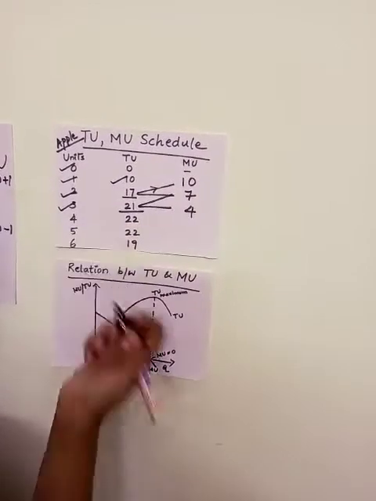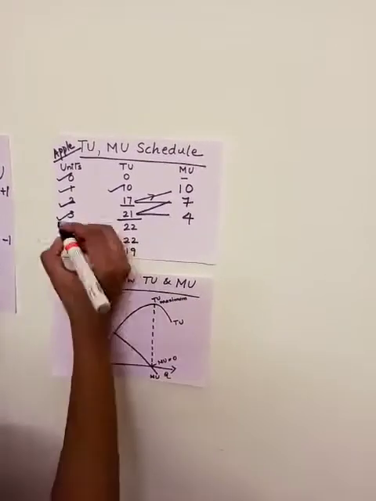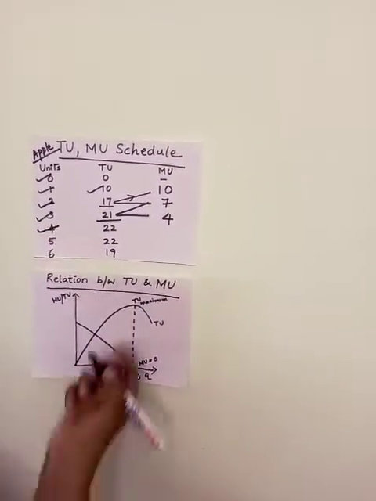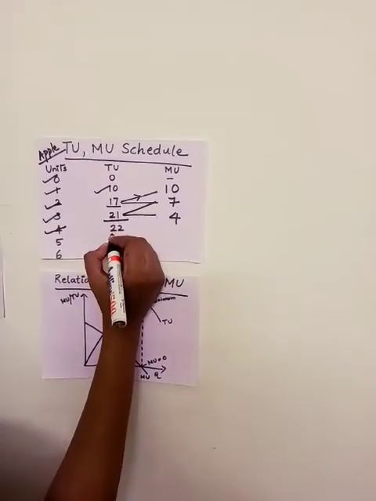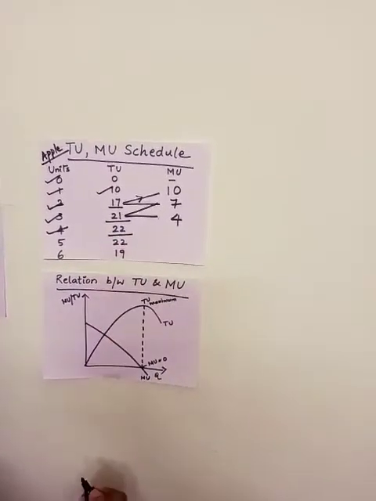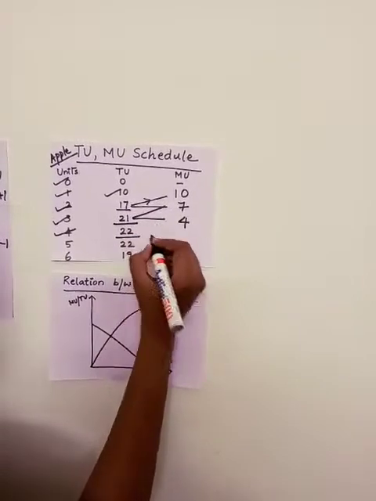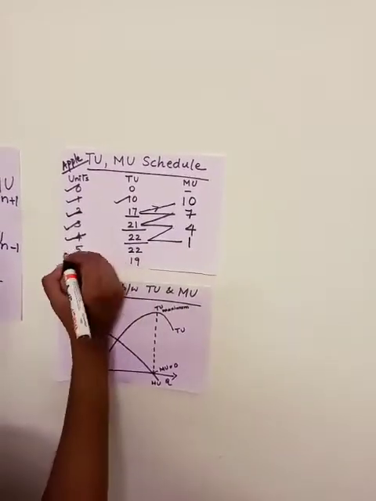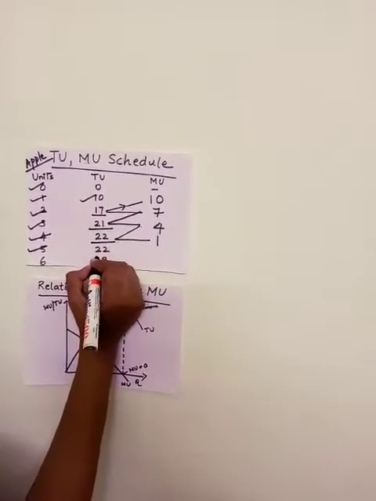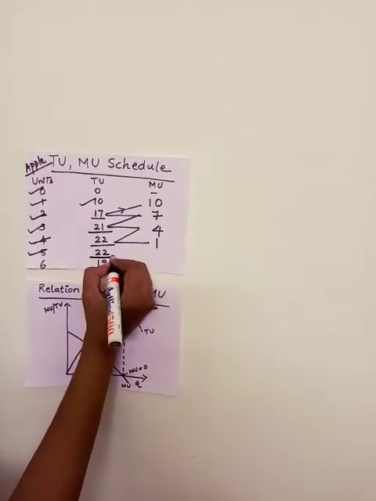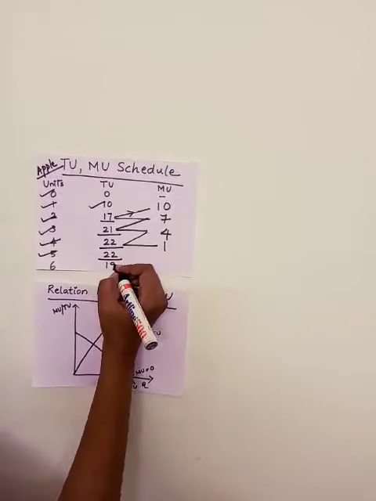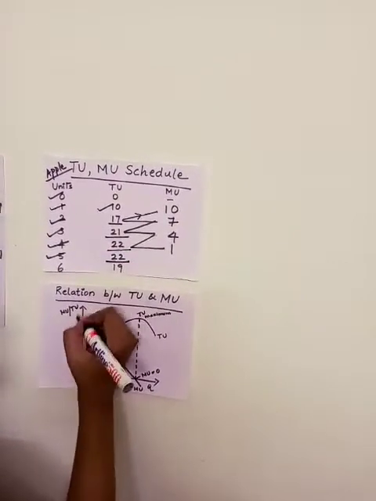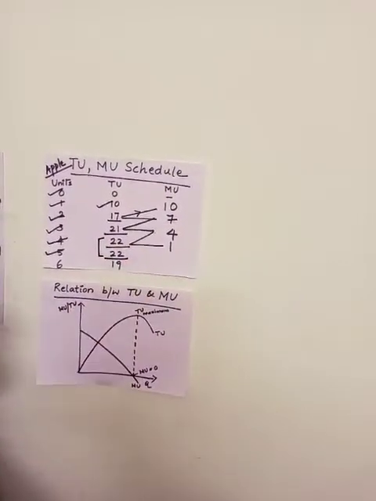And again, your hunger is not satisfied. I am giving you the fourth apple, which will give you the TU as 22. So that is 22 minus 21, which gives you 1 as marginal utility. Here, the fifth apple I am giving you will give you the total utility as 22. Here you have to notice, see, 22 and 22. Your utility is not changing, right?